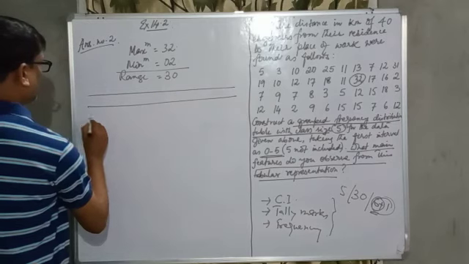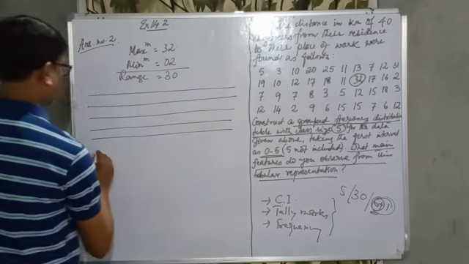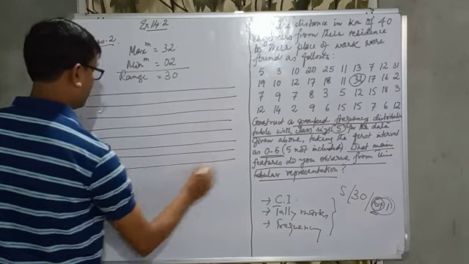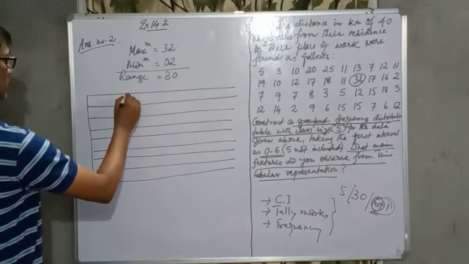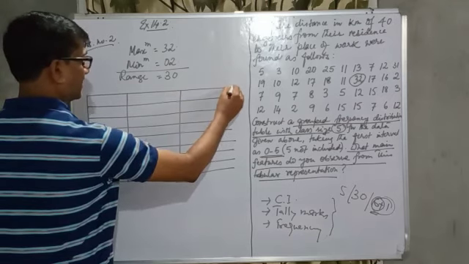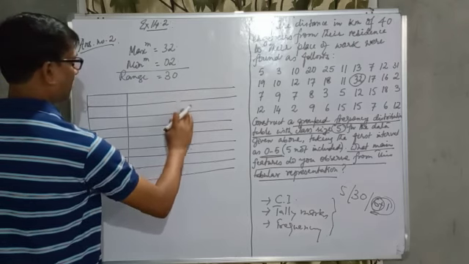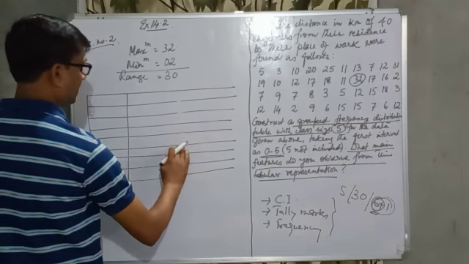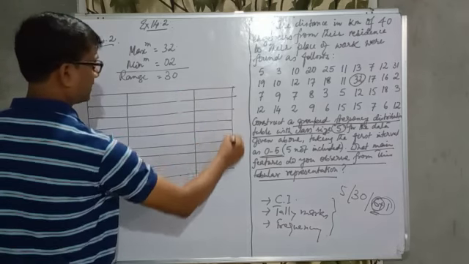1, 2, 3, 4, 5, 6, 7, 8. How many columns? 3 columns we need. First one is class interval, then tally marks, then frequency. The tally marks column we need a little bit larger. Be careful here. This is tally marks, this is frequency.